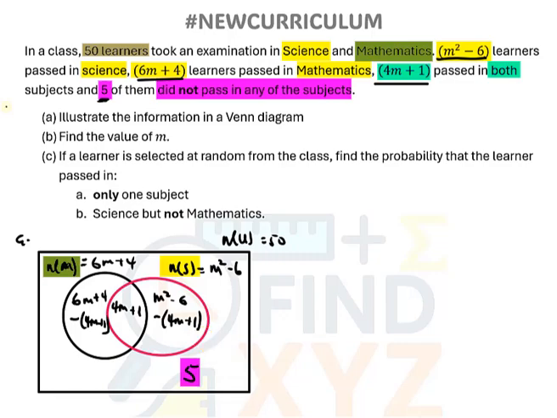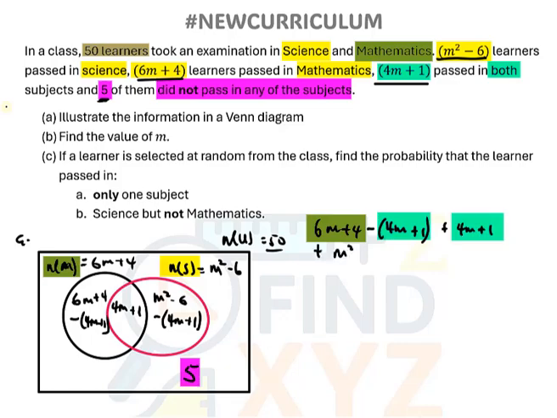For us to find the value of m, we have to compute all these values within the rectangle and equate it to 50, since all of them sum up to 50. So we have 6m plus 4 minus 4m plus 1, then plus 4m plus 1 plus m squared minus 6 minus 4m plus 1 plus 5. Everything should give us 50.